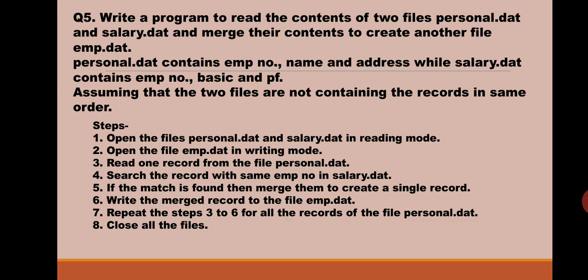Now when the matching record is found from the file salary.dat, both the records will be joined together to create a compound record or combined record, and then that combined record will be written to the file. So the steps 3 to 6 will be repeated for all the records of the file personal.dat. After all this writing is done, then we will close the files. Okay.